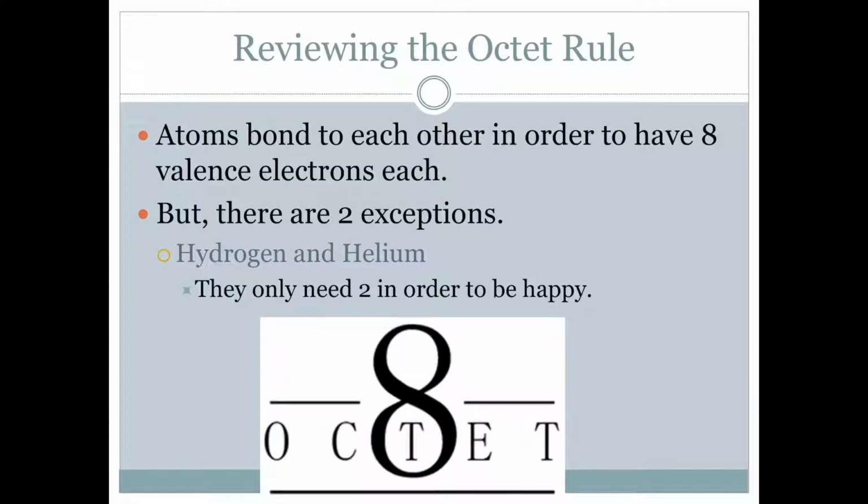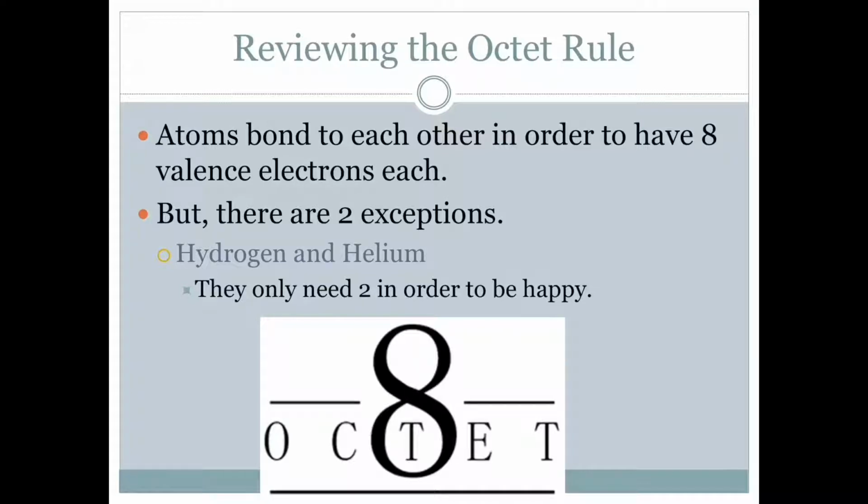So let's review the octet rule. We did talk a little bit about it in bonding, but we're going to be using this a lot in this lesson, so I figured I would give you a little bit of a refresher on it. Atoms, they bond to each other in order to have 8 valence electrons each. So each atom wants to have 8.